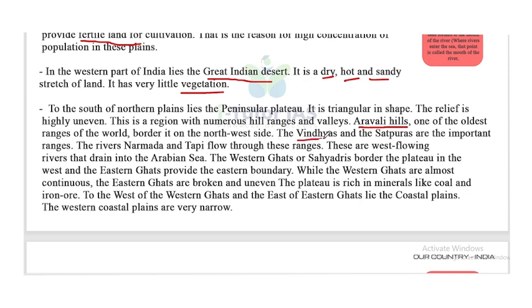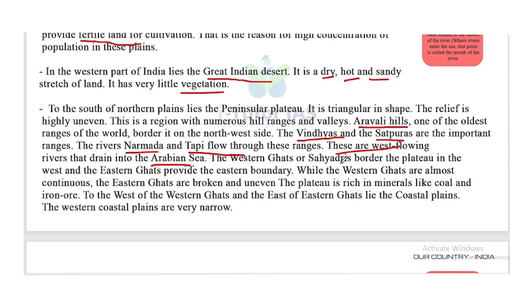The Vindhyas and Satpuras are the important ranges. The rivers Narmada and Tapi flow through these ranges. These are two west flowing rivers that drain into the Arabian Sea. Most of the rivers are east flowing, but Narmada and Tapi are west flowing rivers.